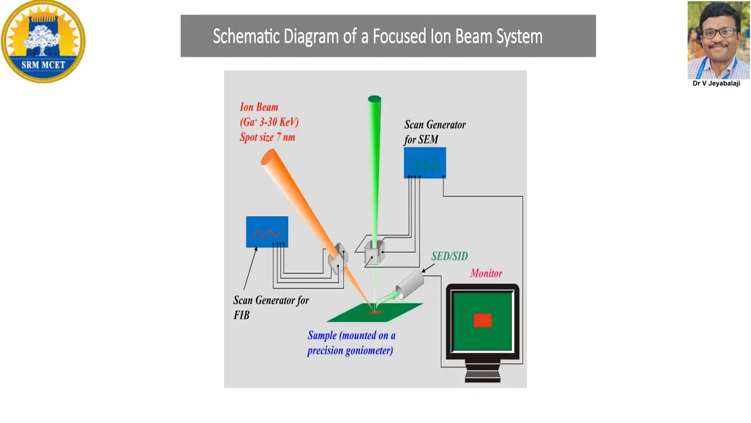This is the schematic diagram of a focused ion beam system. The orange color is the ion beam with a spot size of 7 nanometers. That will hit the workpiece, which is the green color. The scan generated for SIM will evaluate the amount of kinetic energy acted. The output will be displayed on the monitor.